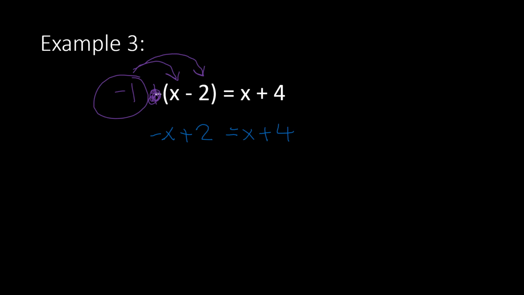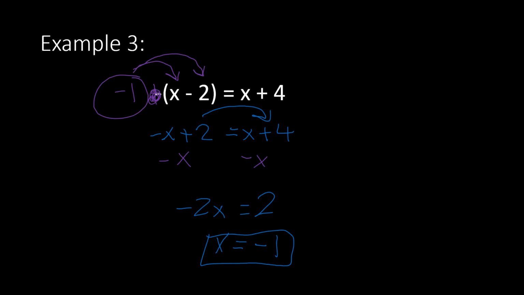Then what we're going to do is subtract x on both sides. And we're left with negative 2x equals, and then we can take this on this side by subtracting it on both sides, and we get negative 2x equals 2. Then we are finally left with x is equal to negative 1. And that is our answer.